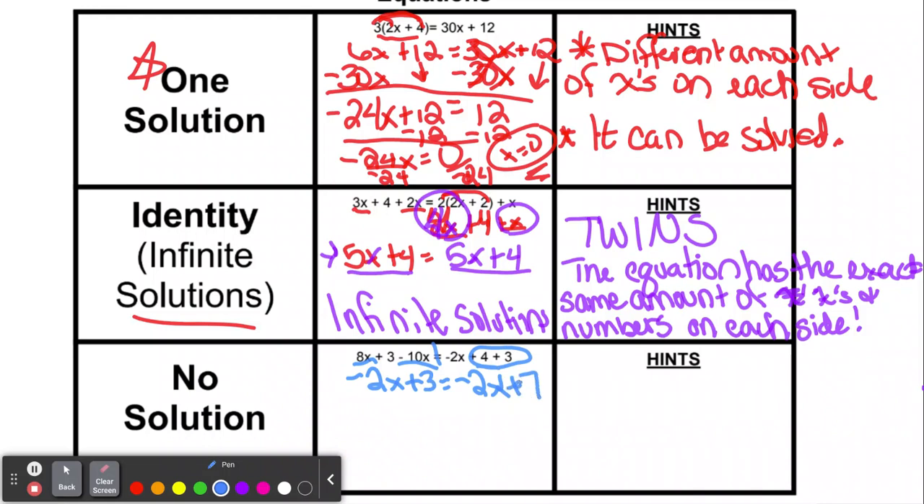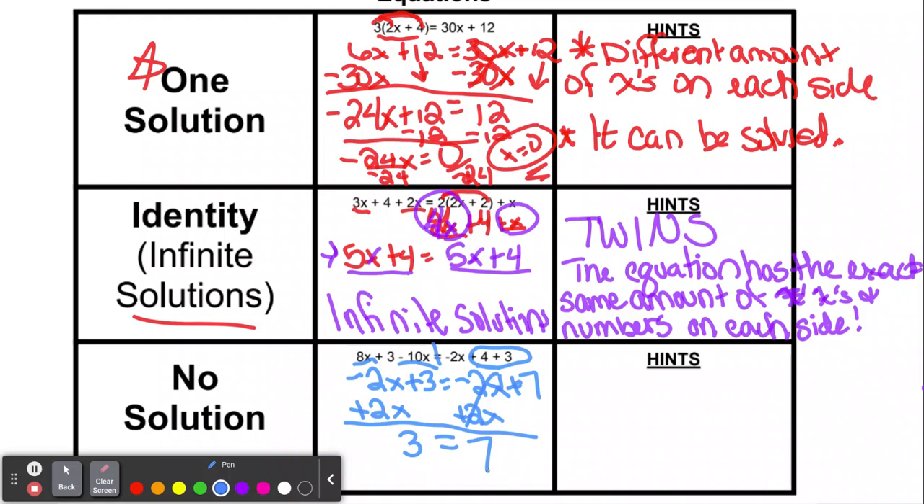If I keep working to solve this, I would take off 2x from the right to get rid of the x's over here. That means I have to add 2x to this side. Well, negative 2 plus 2 doesn't give me any x's. That means I'm only left with a 3 here and a 7 here. 3 will never equal 7.